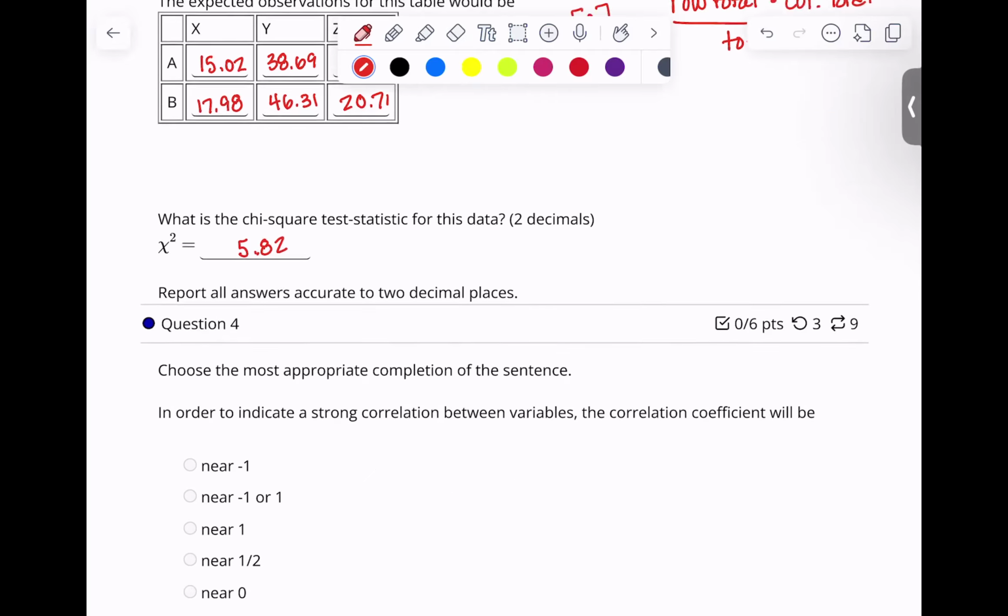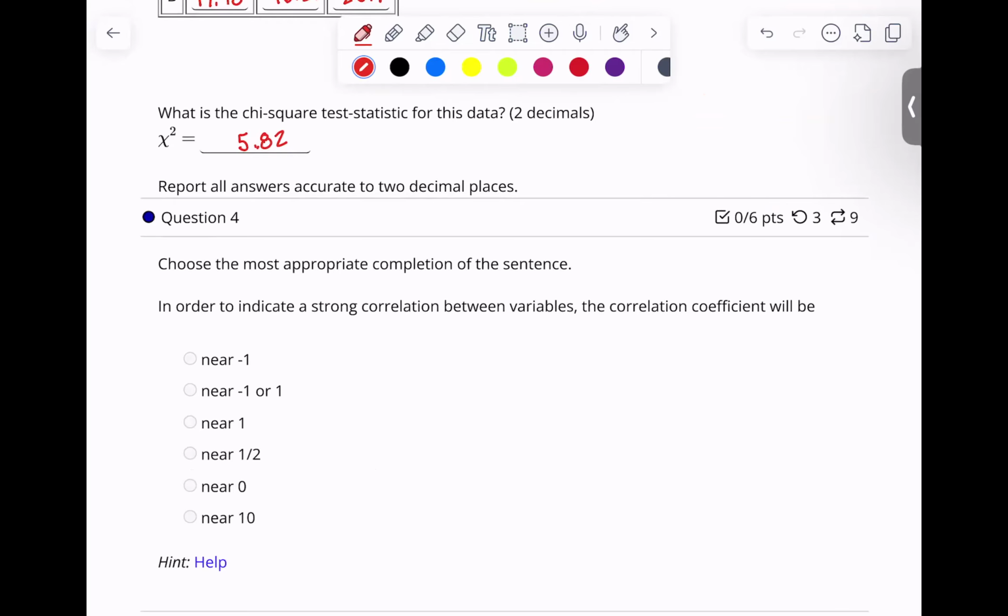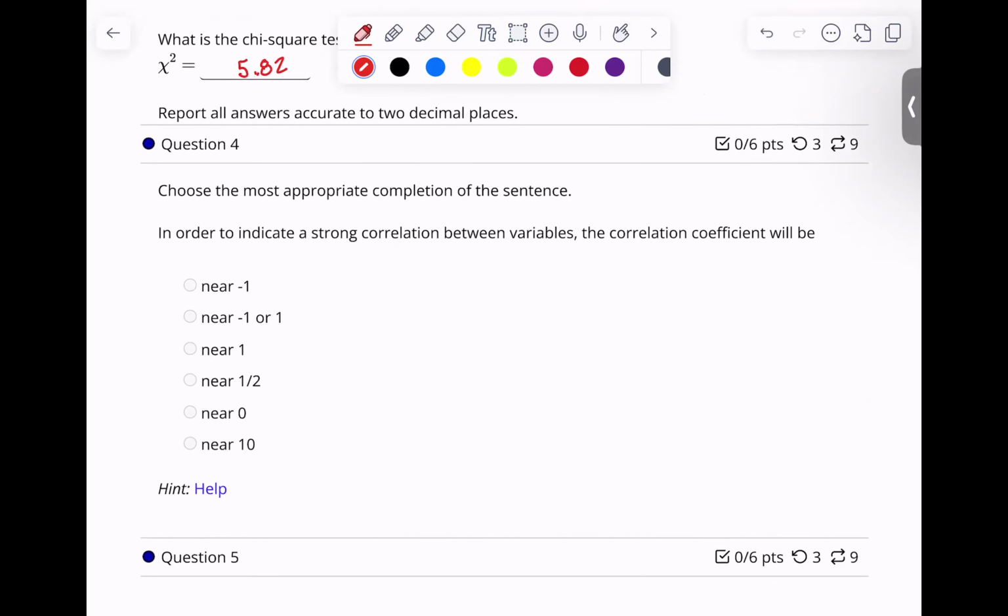All right, problem 4, choose the most appropriate completion of the sentence. In order to indicate a strong correlation between variables, the correlation coefficient will be, well, it has to be near -1 or +1. Correlation varies from -1 to +1. The stronger the correlation, the closer you are to either -1 or +1.